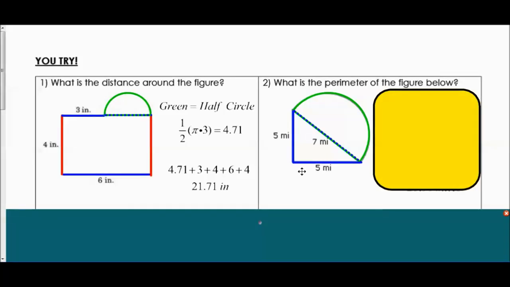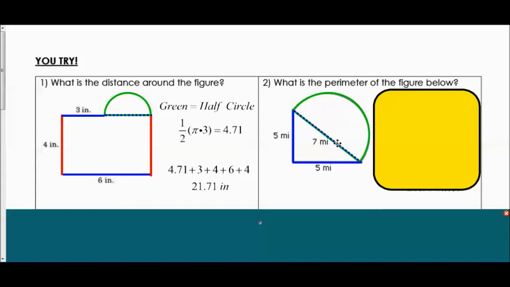The perimeter on number 2, we're going to need to find this, again, this half circle. Actually, they didn't really need to give us this 7. You could find that on your own. This is a right triangle, so you could use the Pythagorean theorem to find this slanted side, and then use that to find this. Here, they're pretty nice to us, and they give us that that's 7.